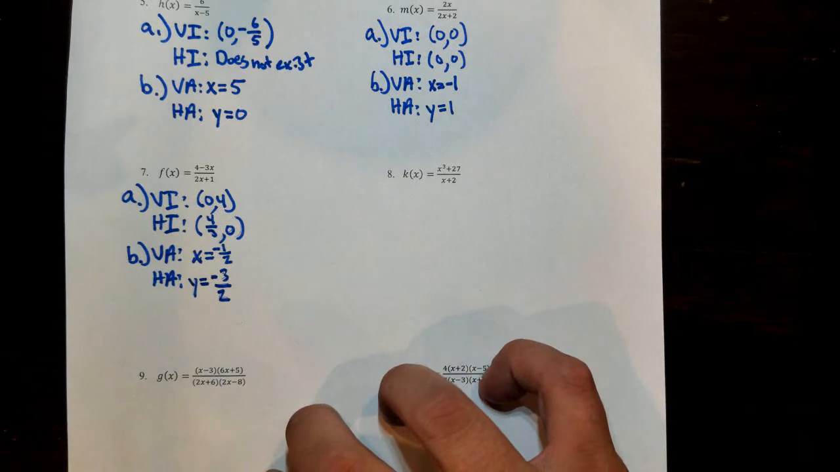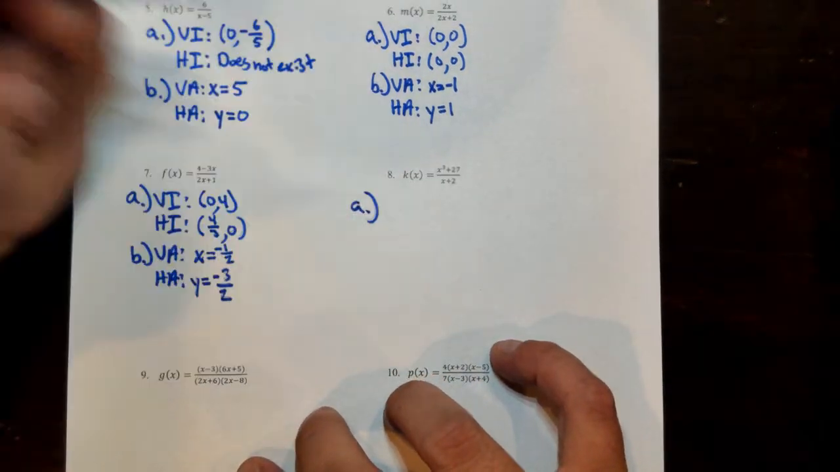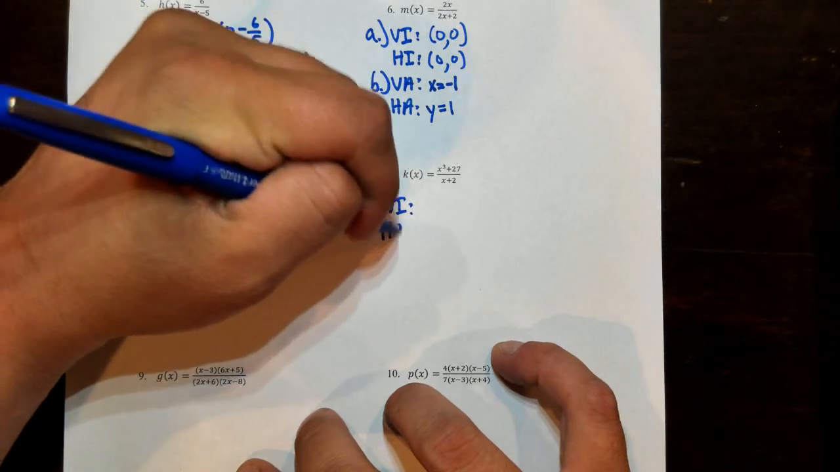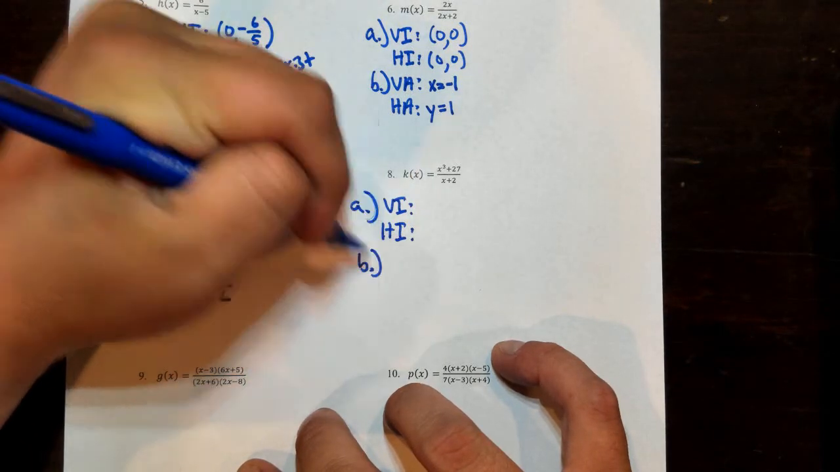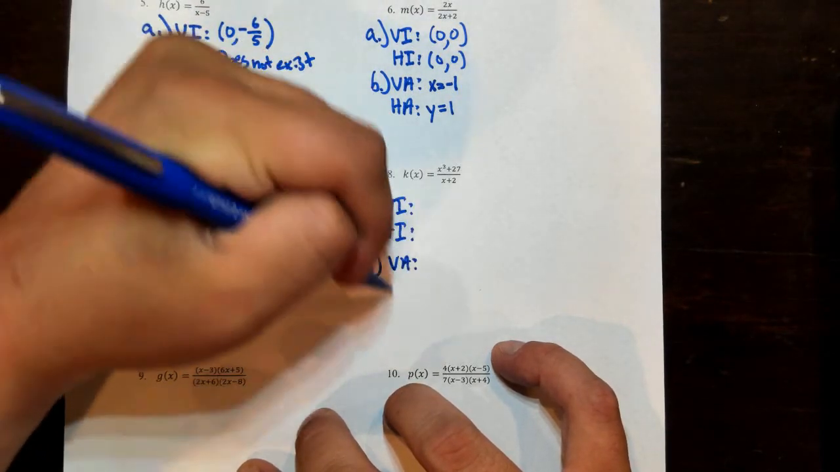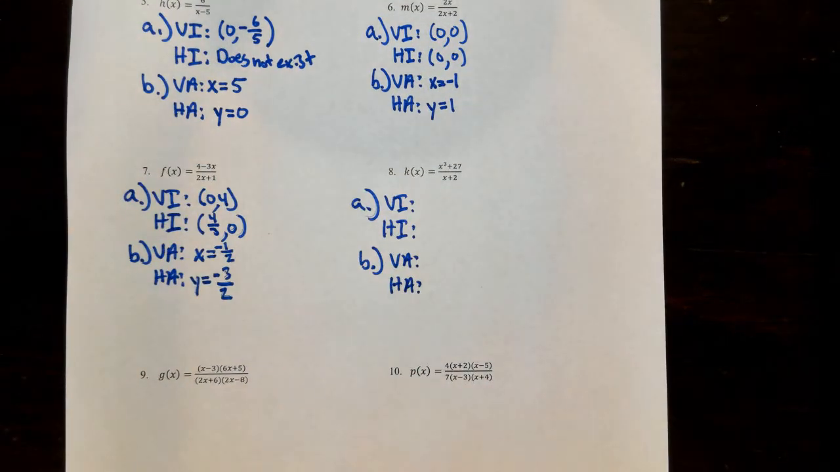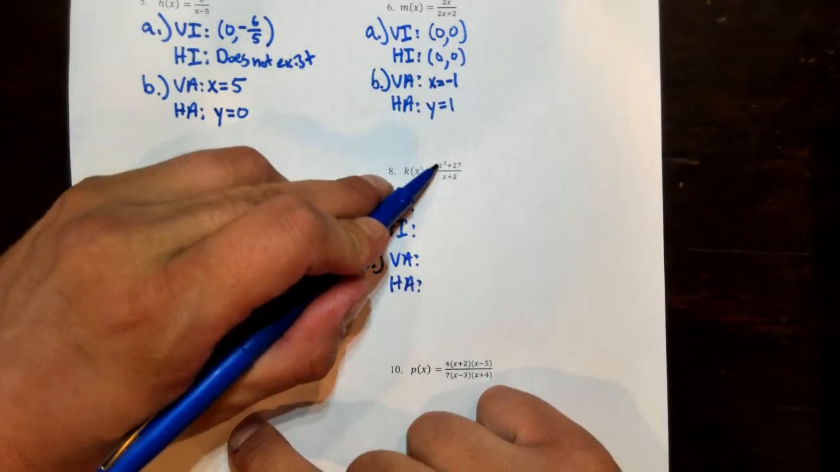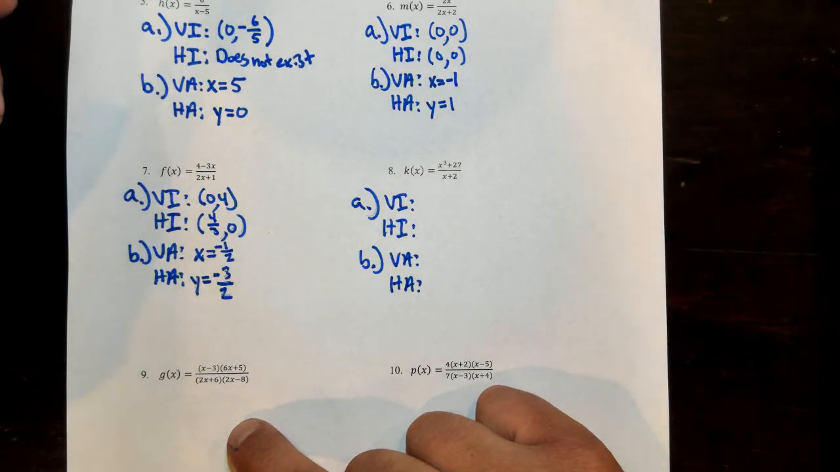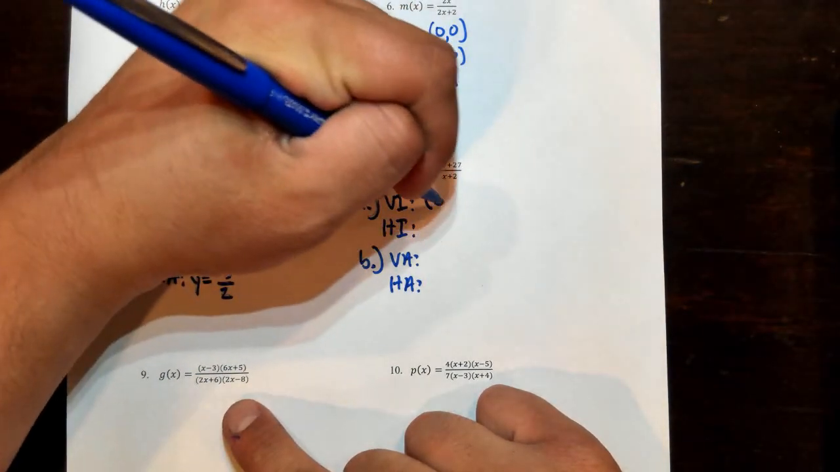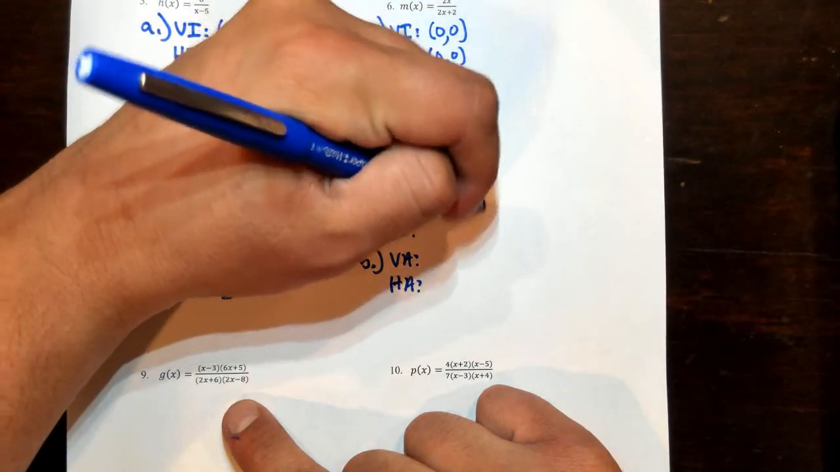All right, and then going on to 8. Okay, our vertical intercept, we're going to plug in 0 for x, and that's going to give us 27 over 2, or just 13.5, so it's going to be (0, 13.5).